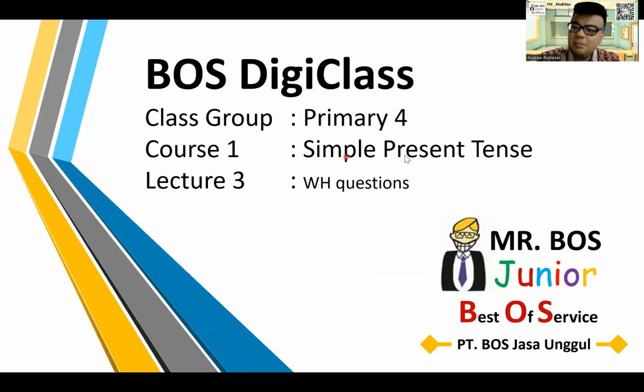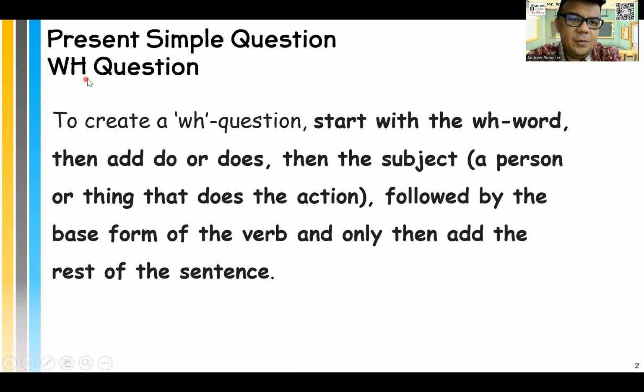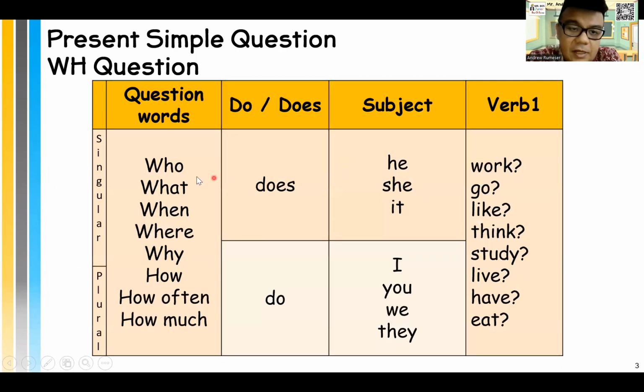Today we will talk about simple present tense WH questions for primary 4. Let's get started. Okay, so why do we use the WH question? We use it to create a WH question, for example, what, who, where, when, etc. That start with the WH word, and then we add do or does, then the subject, or the person who's doing the action, followed by the base form of the verb or verb 1, and then the rest of the sentence. So what does it look like?